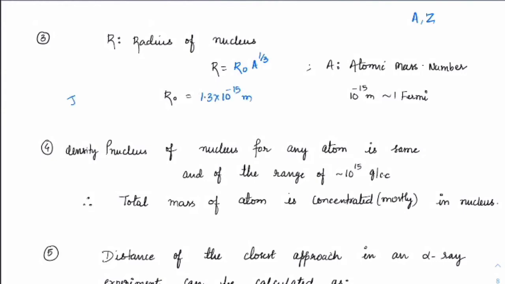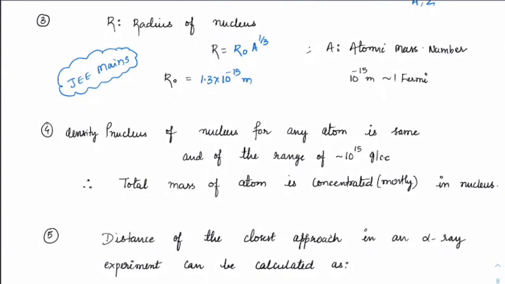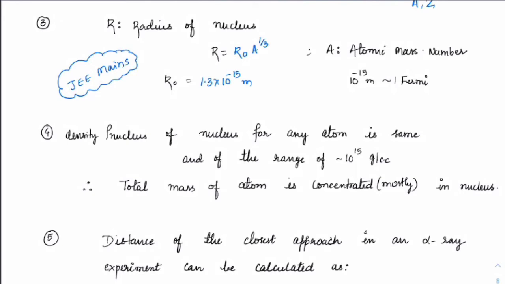Okay, this is a very prominent JEE Main question. I mean, at least in the last 4 years it has been asked at least once. So be aware of this formula. Directly you have to substitute that and calculate. So the radius of the nucleus would be equal to R naught A raised to power of 1 by 3.